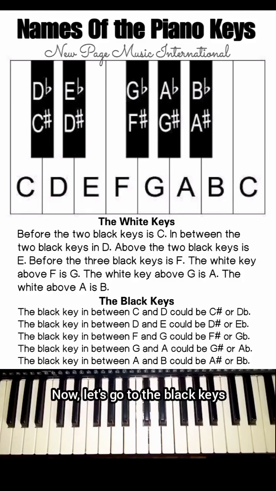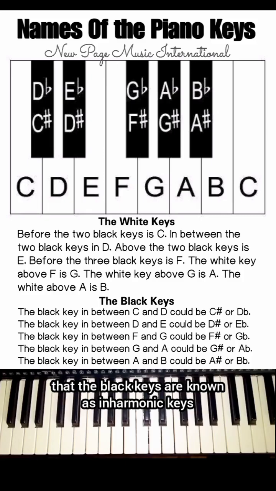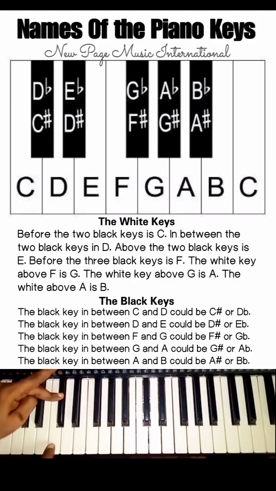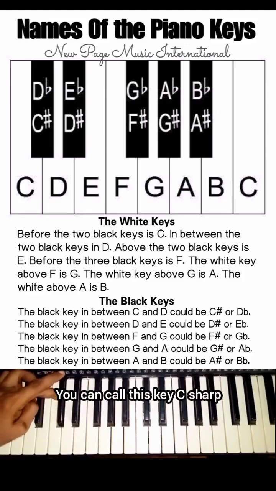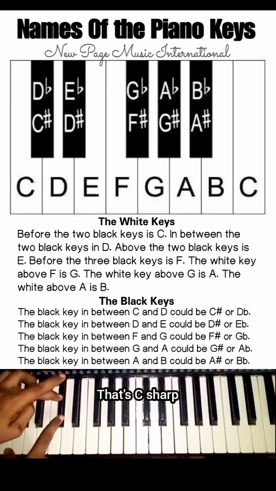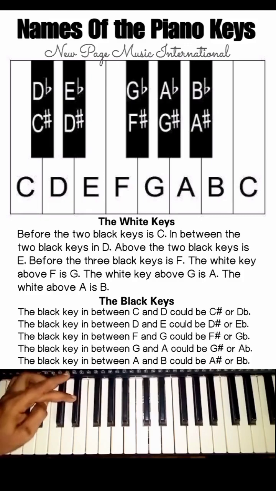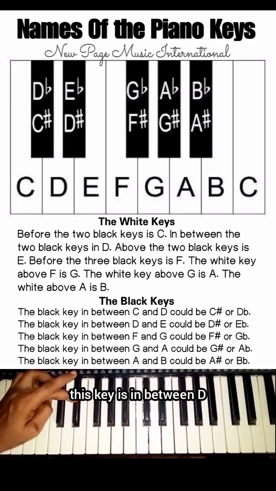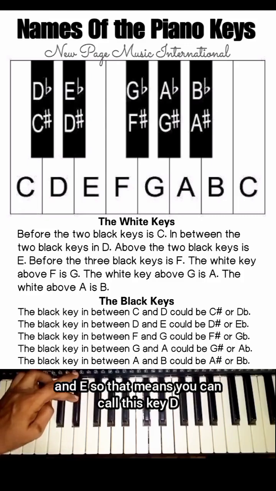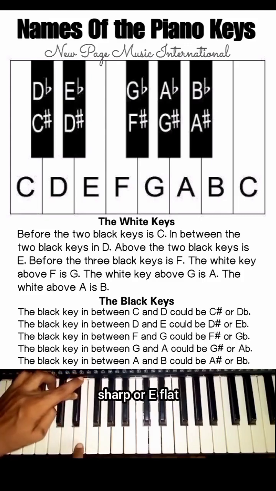Now let's go to the black keys. I told you before that the black keys are known as enharmonic keys. Now, enharmonic keys are keys that have 2 names. This black key is in between C and D. You can call this key C sharp. That is C sharp or D flat. This key is in between D and E. So that means you can call this key D sharp or E flat.